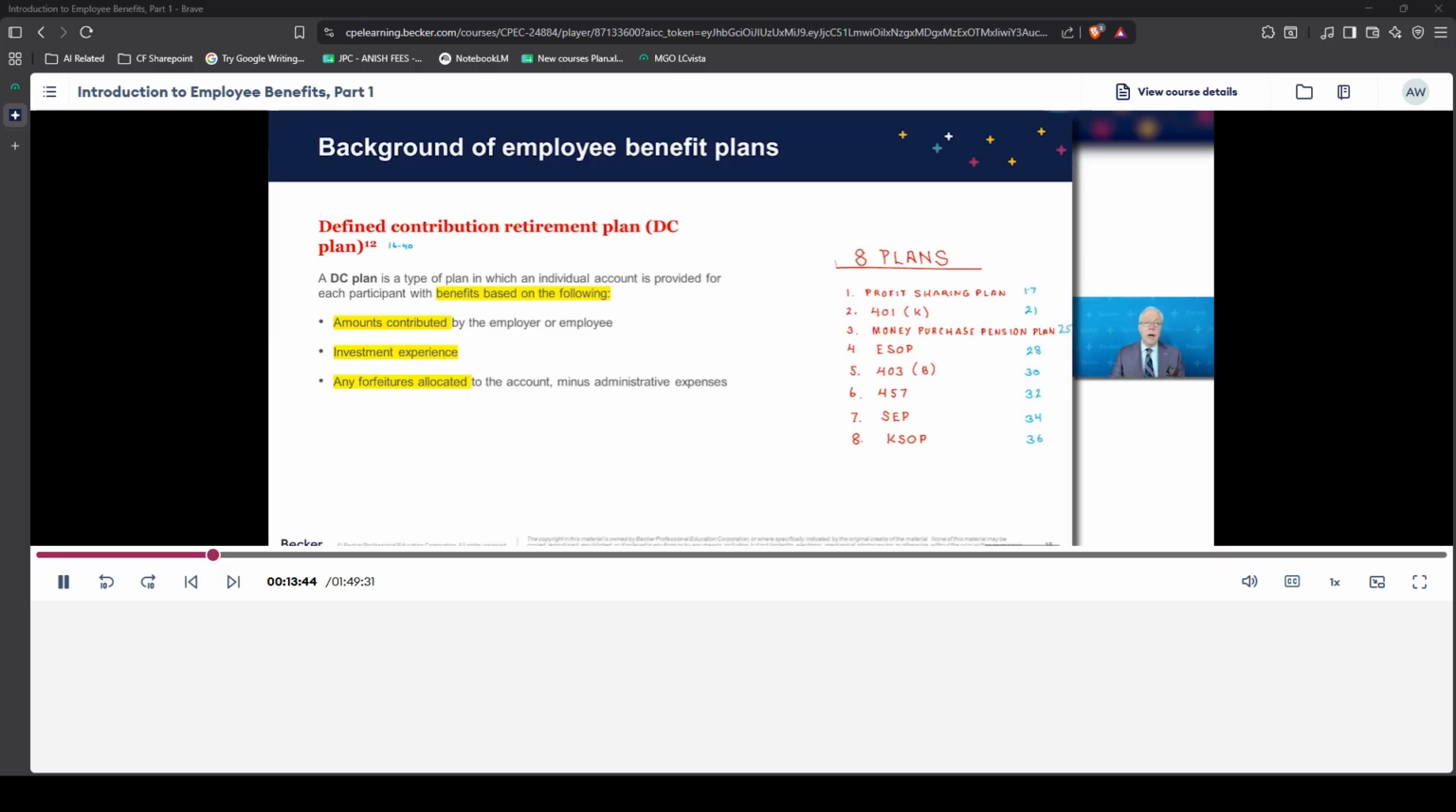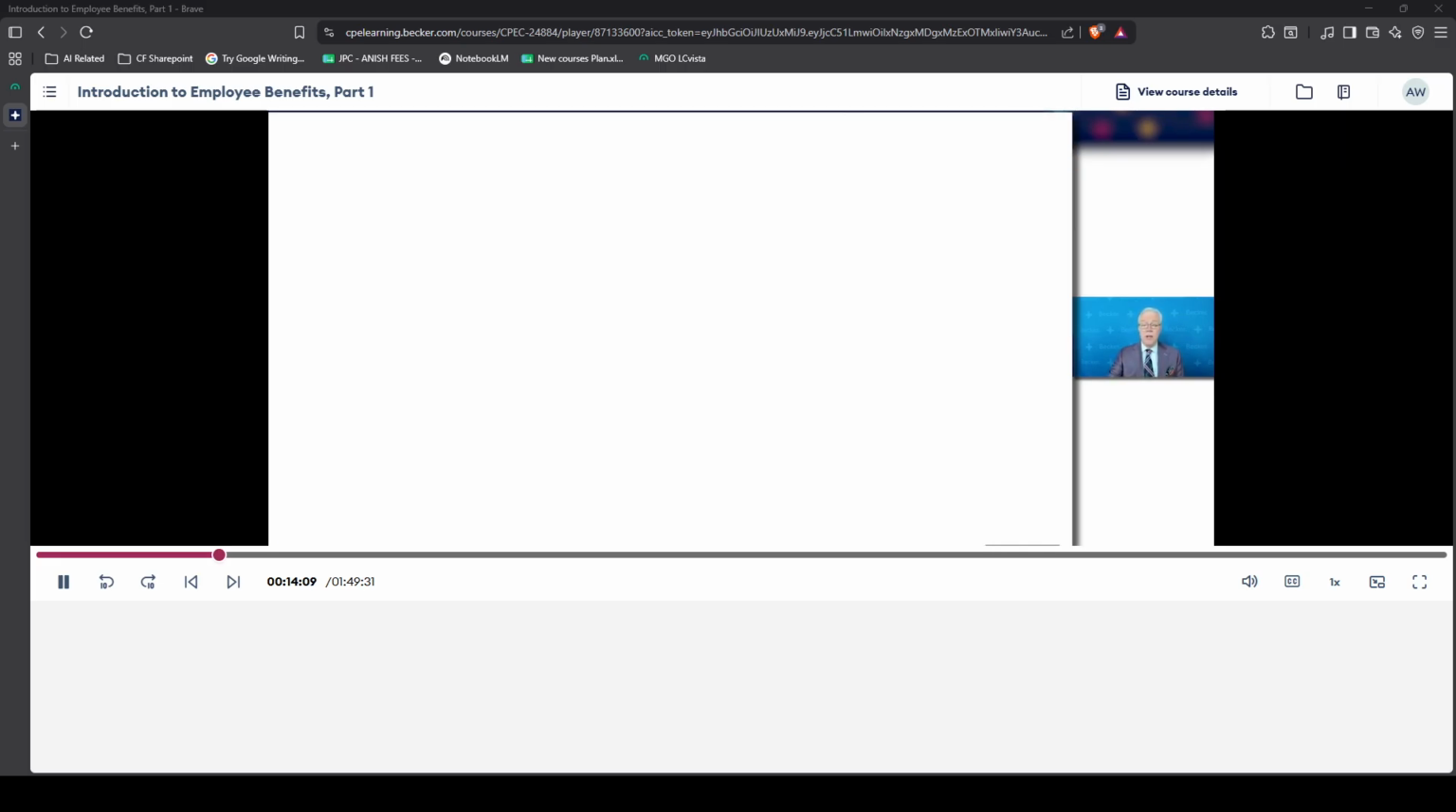Now, the defined contribution plan, that's the one where the money goes in, you ultimately get a lot of say in what it's invested in, and whatever it is when you retire is what it is. Notice the benefits are based on the following: the amount that was contributed, the investment experience. Hopefully it was earnings, but there may have been losses if you invested in stocks that went down, and any forfeitures allocated to the account, and then, of course, minus any administrative fees.